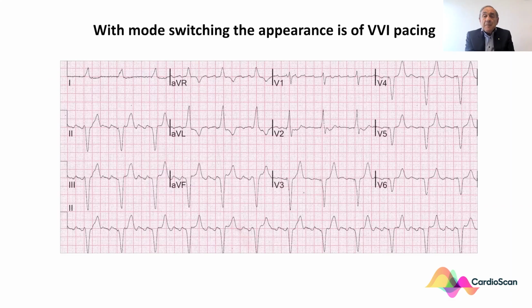With mode switching, the appearances of VVI pacing. And you can see here that there is underlying atrial flutter or fibrillation, and that the regular pacing with a wide QRS, and we look at leads generally 3, 4, or 5, where it is easiest to see the stimulus artifact.